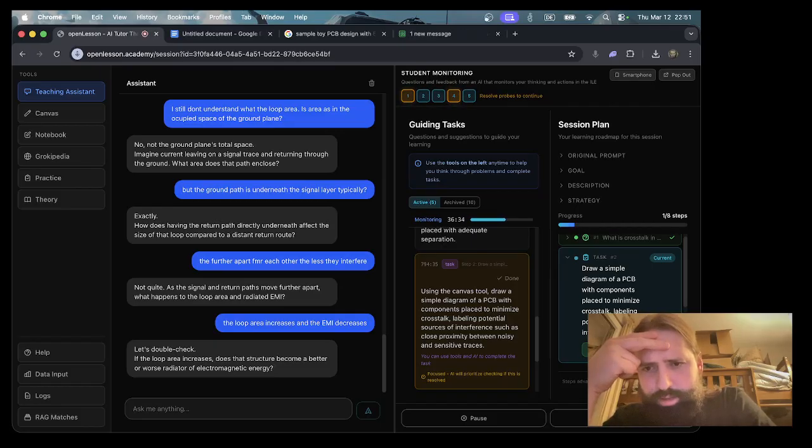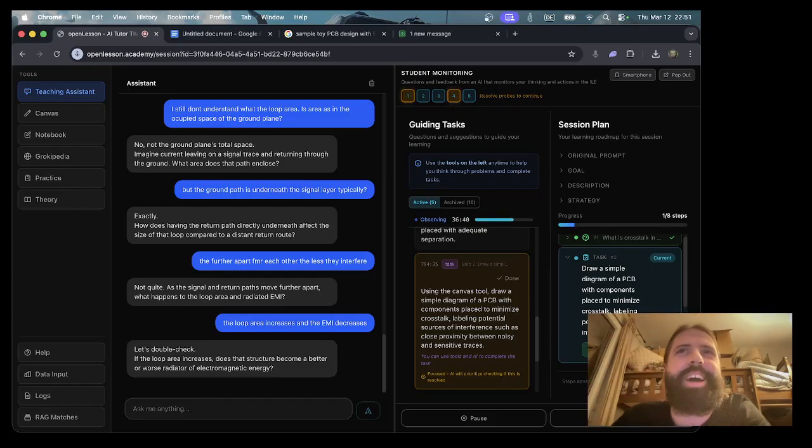I think I need to add some. I need to do a detour on electromagnetic interference here. If the loop area increases, does that structure become a better or worse radiator?